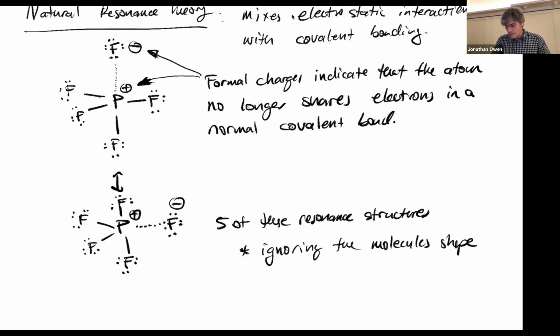Now, this gets a little bit tricky, particularly when you start considering multiple bonds, and we'll come back to that issue. But we're not going to get too crazy about cases where it's a little bit ambiguous. For the purposes of the natural resonance theory treatment here, we're going to say there are 5 of these structures and not specify how shape impacts it. We're just going to ignore the molecule shape for now.